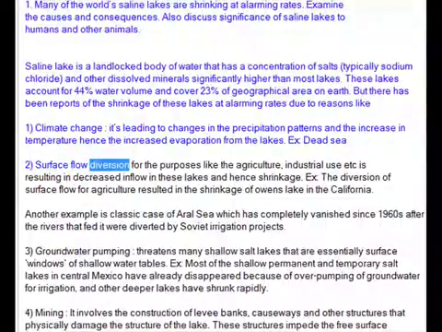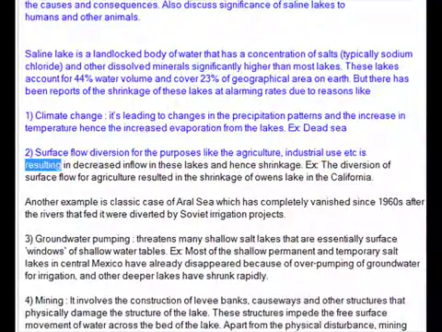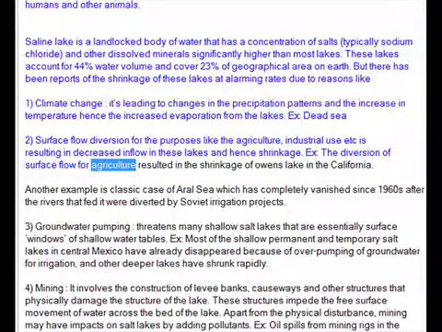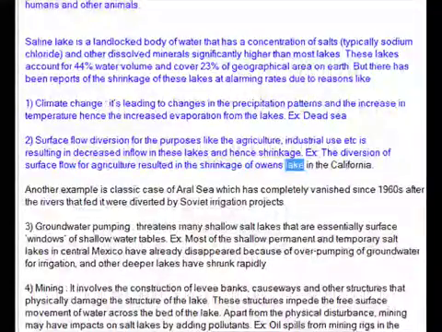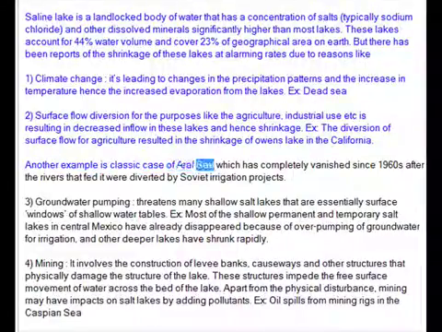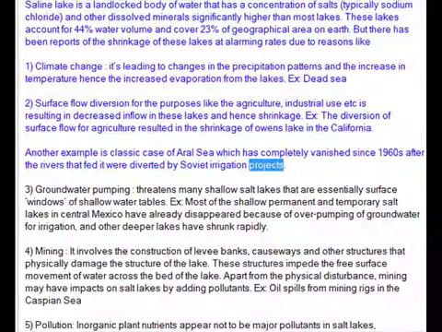2. Surface flow diversion for purposes like agriculture, industrial use, etc. is resulting in decreased inflow in these lakes and hence shrinkage. E.g., the diversion of surface flow for agriculture resulted in the shrinkage of Owens Lake in California. Another example is the classic case of the Aral Sea, which has completely vanished since the 1960s after the rivers that fed it were diverted by Soviet irrigation projects.